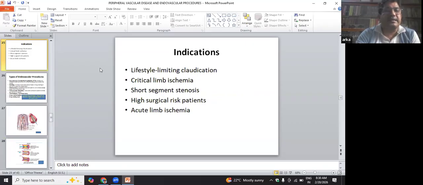So what are the indications? Indications are lifestyle-limiting claudication, that is, normal day-to-day activities cannot be done. There is severe rest pain, critical limb ischemia, short segment stenosis. In earlier days, in case of short segment stenosis, these bypass operations were very much useful, but nowadays it can be converted to endovascular procedures.